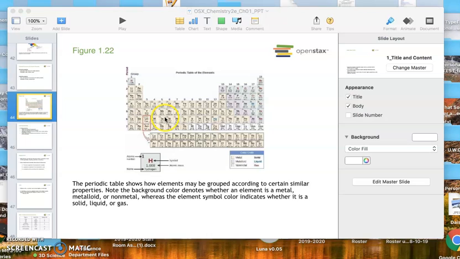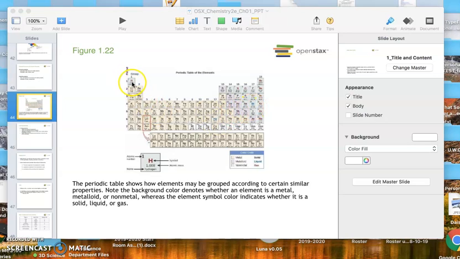All right, so this periodic table is also color coded based off of whether the element is a solid, liquid, or gas at room temperature. If the letter is black, it is a solid at room temperature. If you notice, most of the chemical symbols here are in black, so of course they're solids. There are only 2 elements that are liquids at room temperature, mercury and bromine.